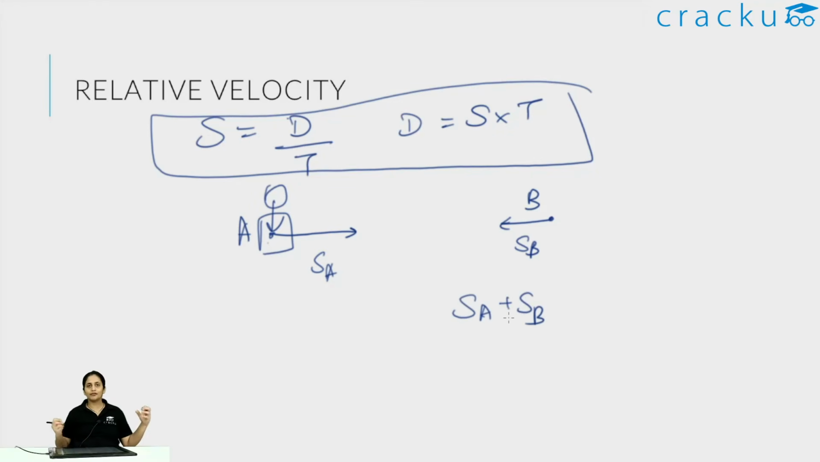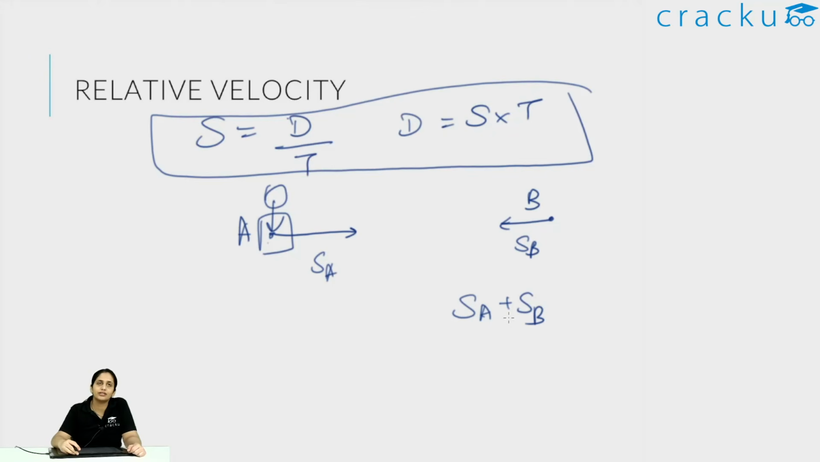That is, when you have two objects moving towards each other, you assume that one of the objects is stationary and the other object is moving with the combined speed of the two objects. Why is this done? This is done basically to solve questions which ask for time.